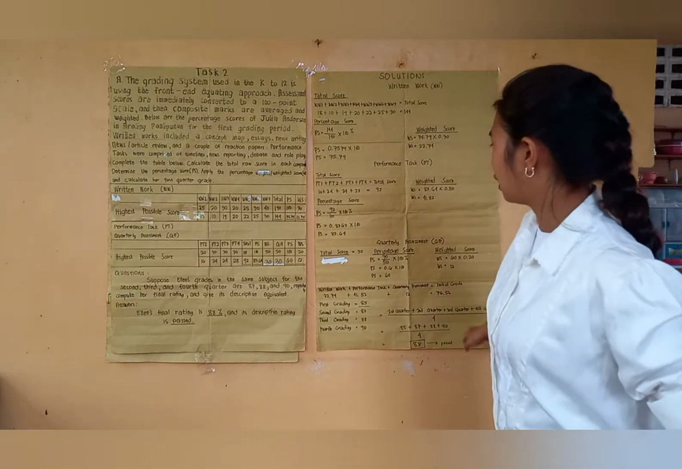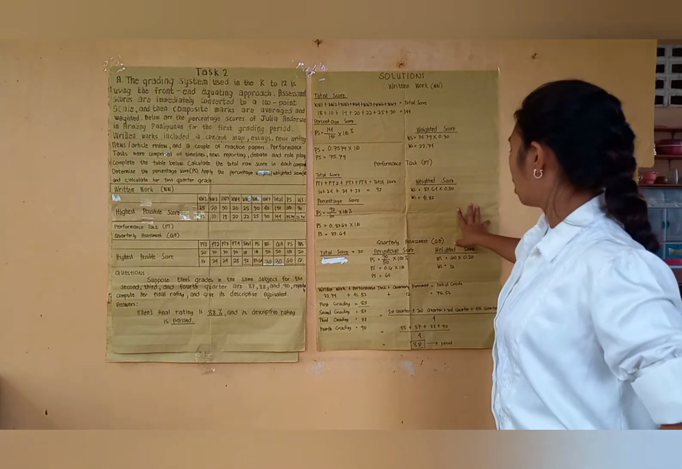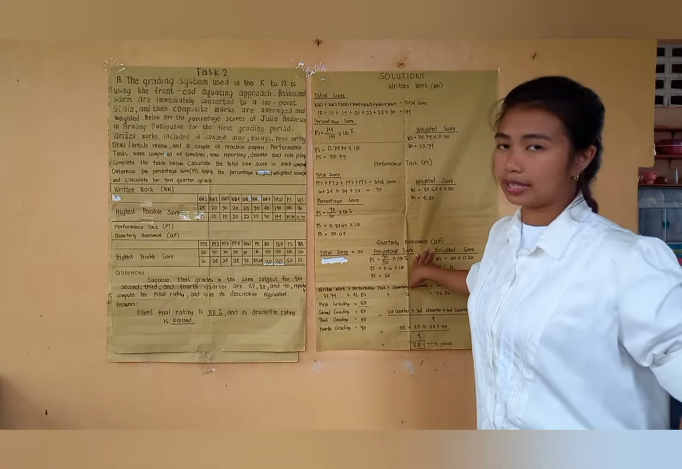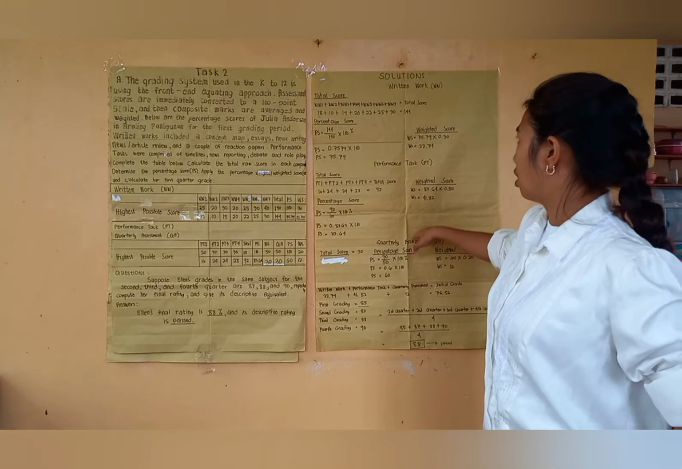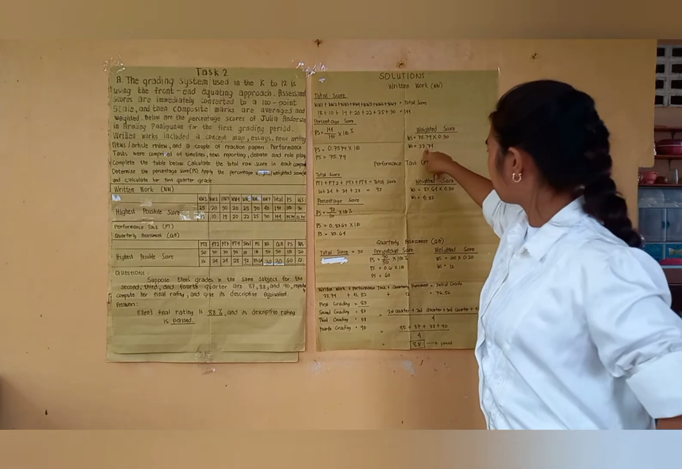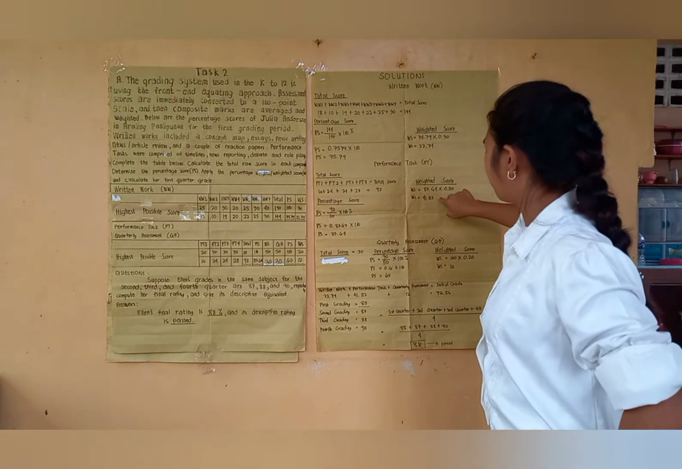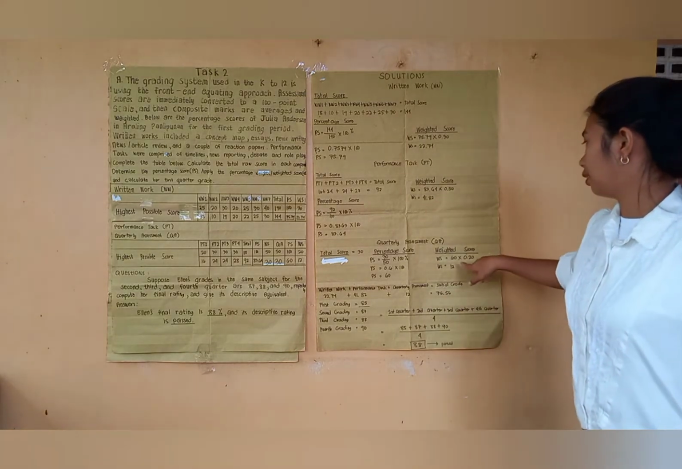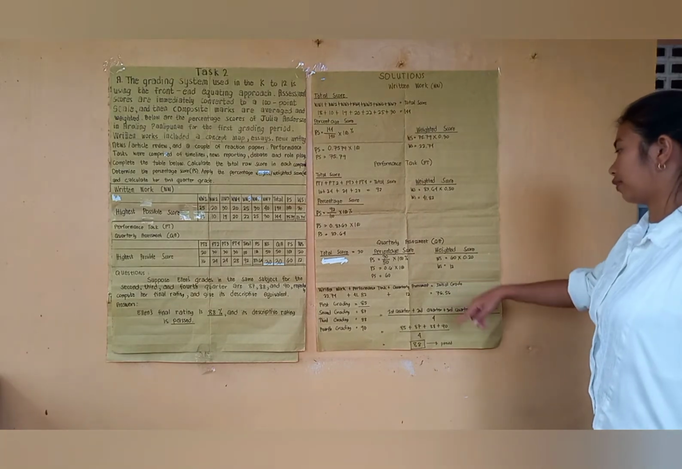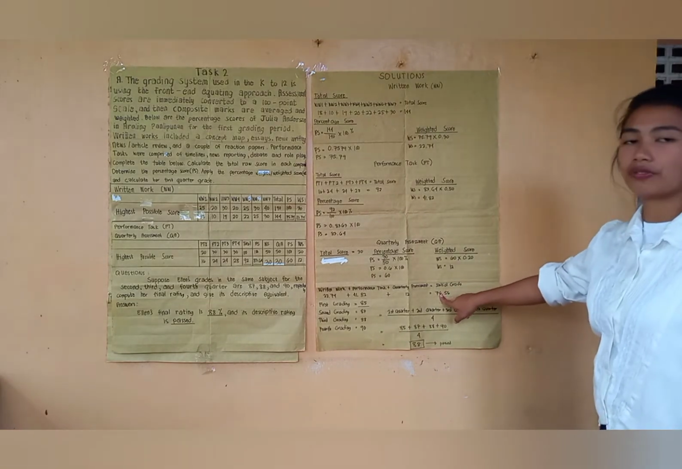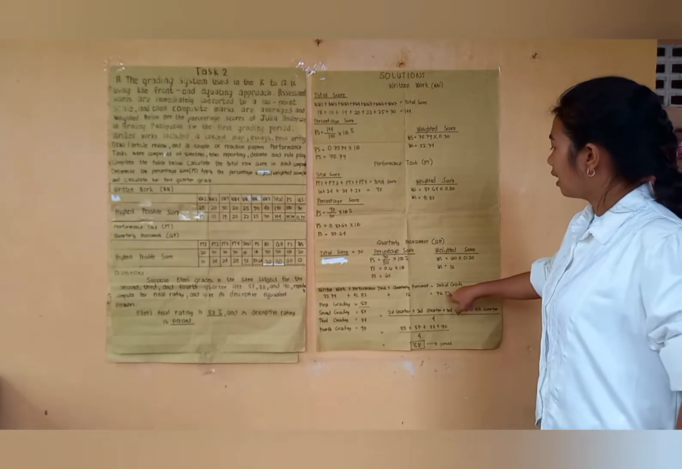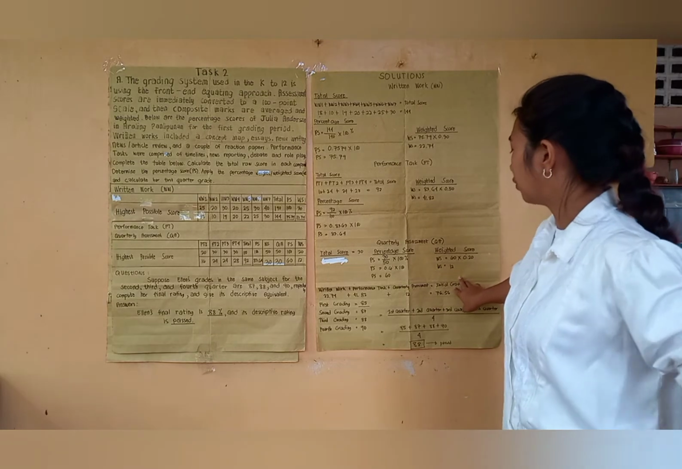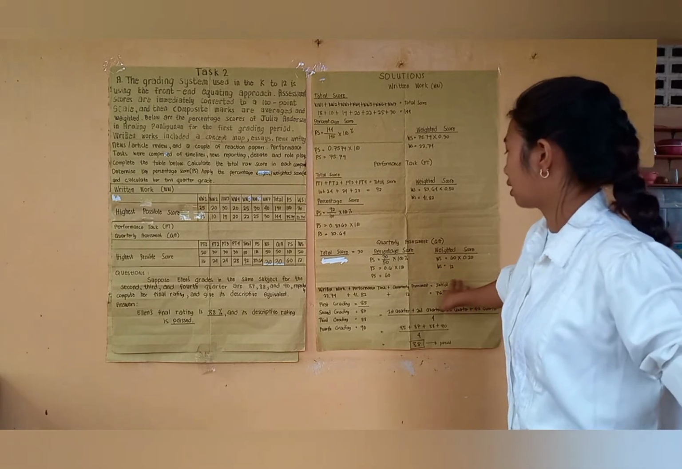And how to find the initial grade? To find the initial grade, we add all the weighted scores of written work, 22.74, and the performance task, 41.82, and the quarterly assessment, 12. So it is all 76.56. In the transmuted table, the quarterly grade is 85.